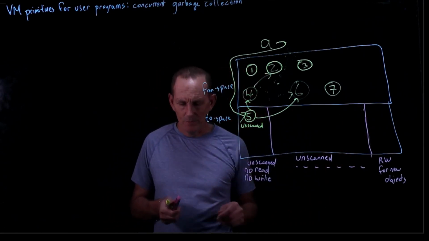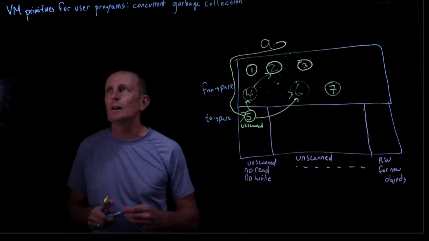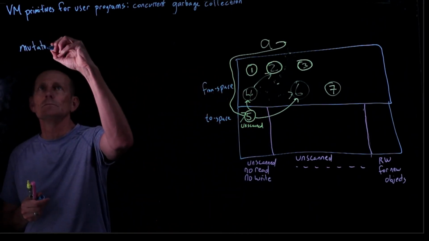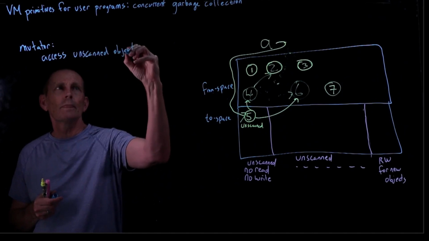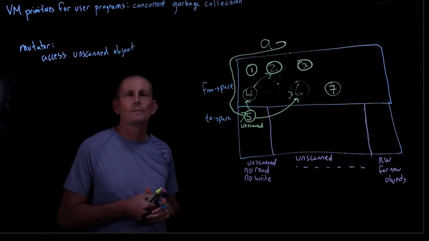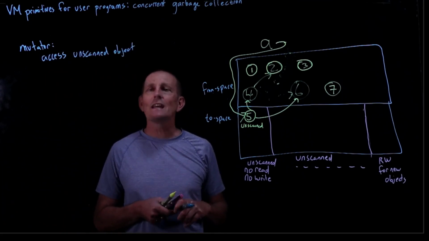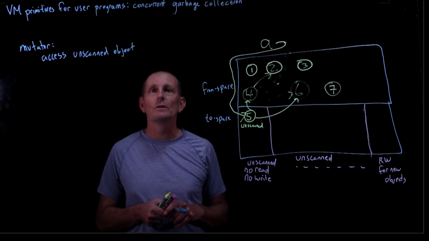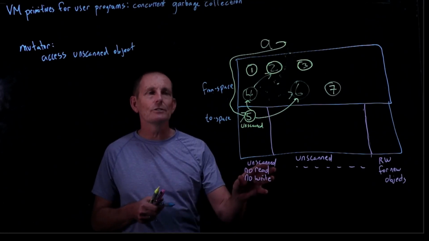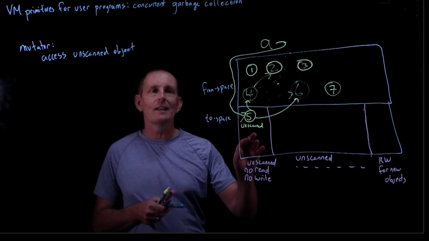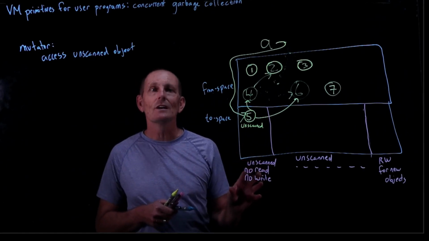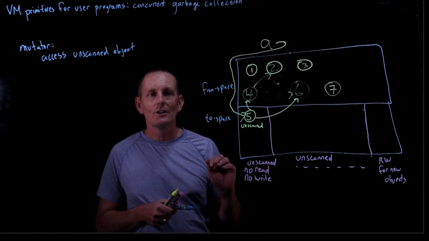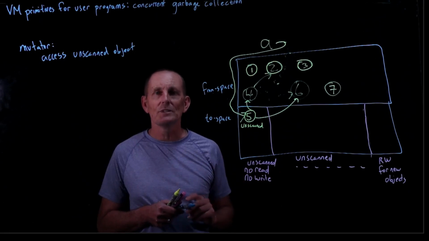So what's going to happen? We're going to have a mutator, and the mutator goes along and accesses an unscanned object. When it accesses an unscanned object now, it doesn't have to actually check to see whether it's unscanned or not, like we used to have to do before we used VM primitives. Instead, it's going to get a page fault, okay? Because unscanned objects live in unscanned pages. Unscanned pages are no read and no write protections.